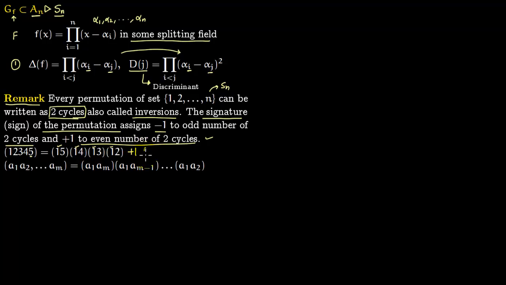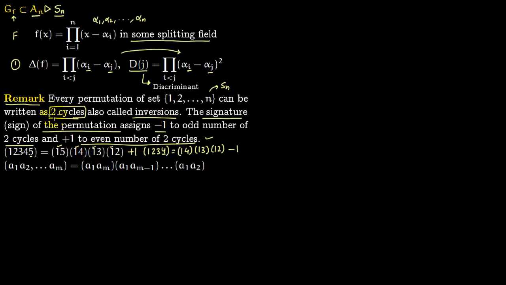If you just had 1 2 3 4, then this is a standard technique: you start with 1 4, you always keep the first element there, then 1 3, and then 1 2. So for the signature of this permutation, you have an odd number of two cycles: 1 4, 1 3, 1 2. There are 3 of them. So the signature here is -1, and that's what we are saying: it assigns -1 to an odd number of two cycles and +1 to an even number of two cycles.